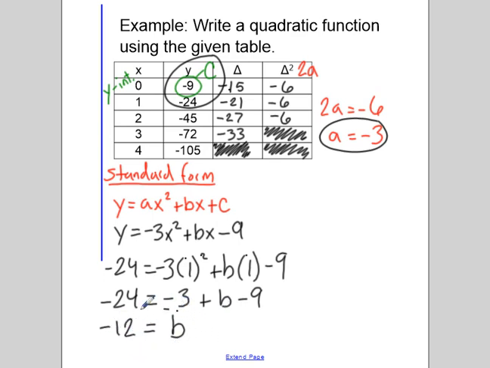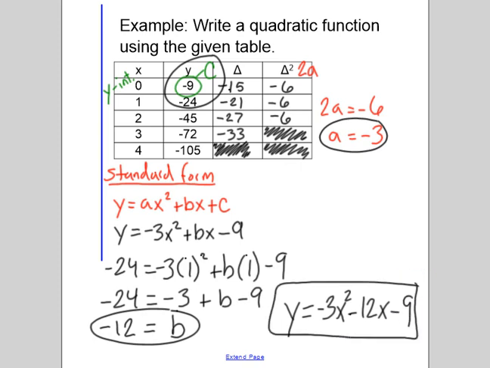So now I have a b, and I have an a, and I have a c, and now we can put all those into standard form and write our final answer. So the final answer is y equals negative 3x squared minus 12x minus 9. Remember that all this starts from creating not just a difference column, but a second difference column. The second difference column is actually 2a, so remember to divide it by 2 to get the true a that we use to actually write down the equation for the table.